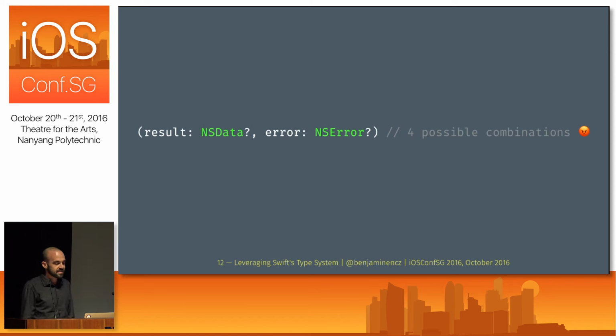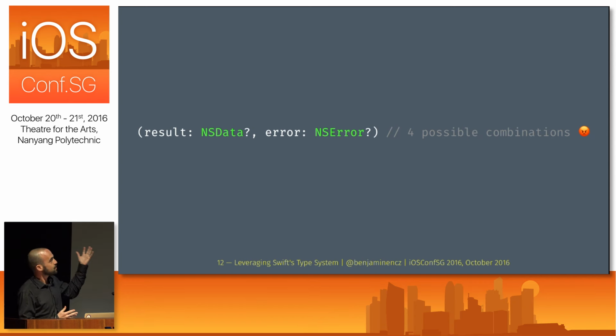And unfortunately, this means that we have four possible combinations. Maybe we have data, maybe we have no data, and in both cases we can have an error or not. And this is actually notoriously difficult to handle, and only after two years of writing Objective-C, I found a guide that actually has the Cocoa guidelines on how to do this correctly.